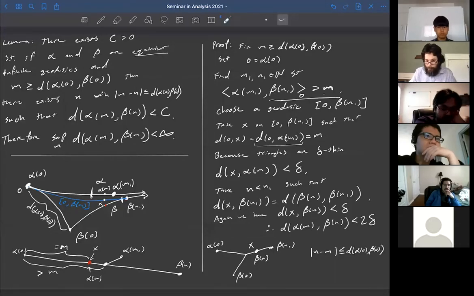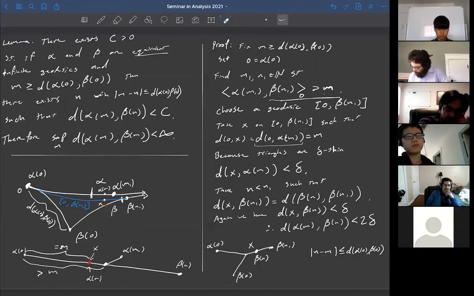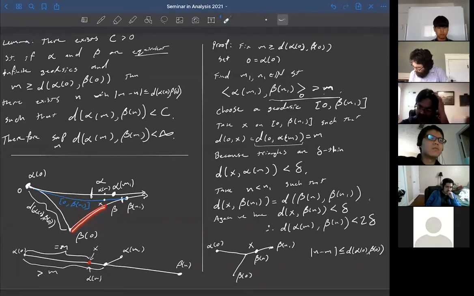Now this should be obvious somehow, but okay, now I've confused myself. This should just be a triangle argument. Hold on, let me think. So that's because here we have the distance from beta zero to beta n, which is this distance. So that's just n. And this distance is m. And the difference of these should be no more than this.